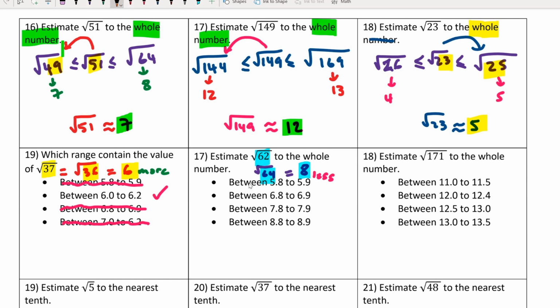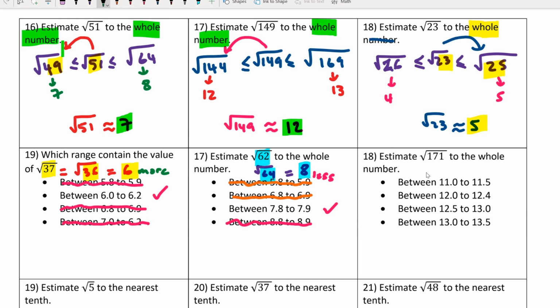So option 5.8 to 5.9 is not even close. 6.8 to 6.9 is not 8. 7.8 to 7.9 is correct, it is close to 8 but less than 8. The last one is 8.8 to 8.9, which is way more than 8, so we cross that out. The correct answer is the third choice. Okay, make sure you are careful when you select the answer, and make sure you understand what's going on there.